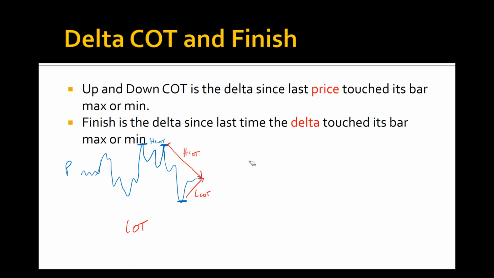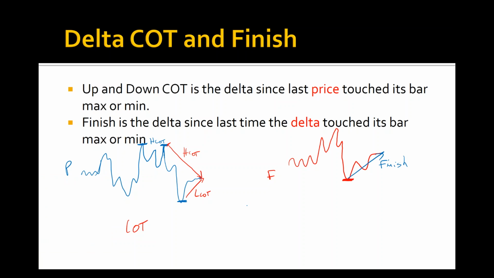Delta finish is a little different. Delta finish uses only the delta in the bar. So let's suppose the delta in the bar goes here like this. It goes up, okay, and then it goes down and finishes here. So the delta finish is the delta between the last time that the delta touches its maximum or minimum and the close. So here it touched the minimum last, okay? So the finish is here, between the minimum and the close.